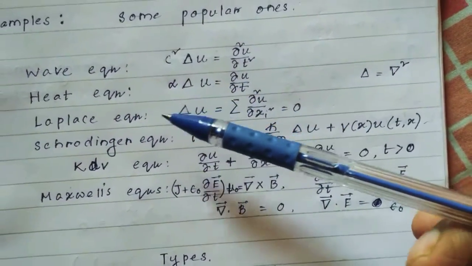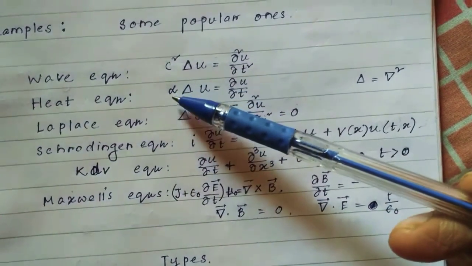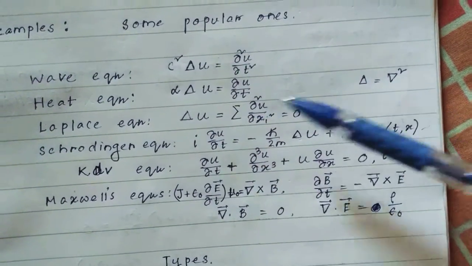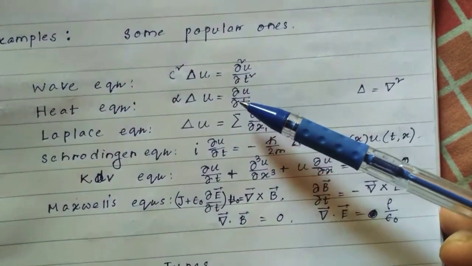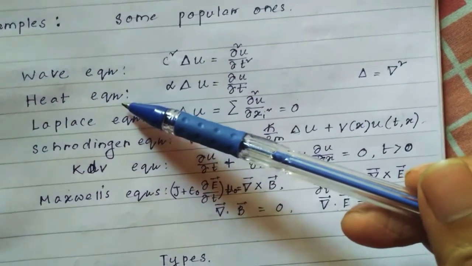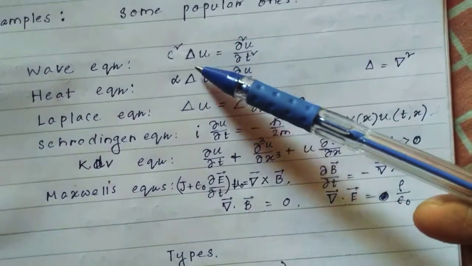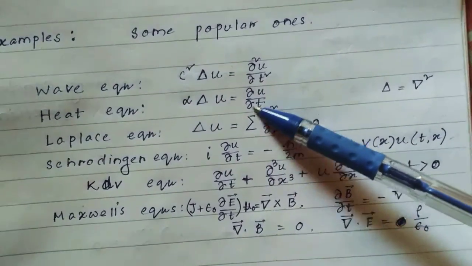Maybe you have come across the heat equation. The heat equation is of this form: alpha times the Laplacian of u equals ∂u/∂t. This is the conduction of heat in a medium. How heat is conducted is formulated by this equation. Another is the Laplace equation, where the Laplacian is equal to 0.